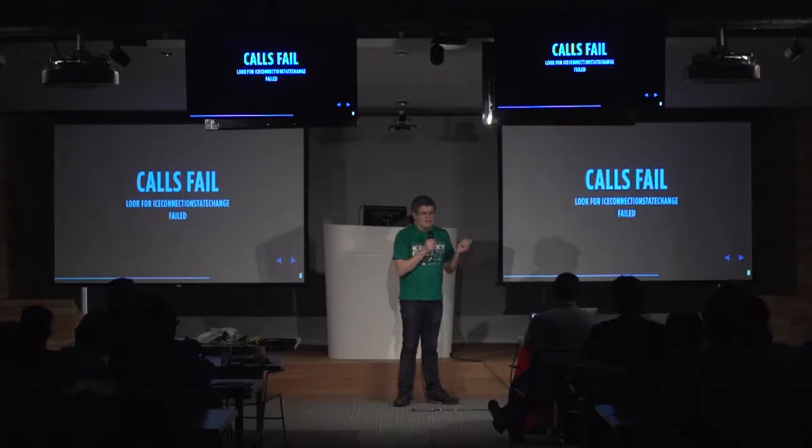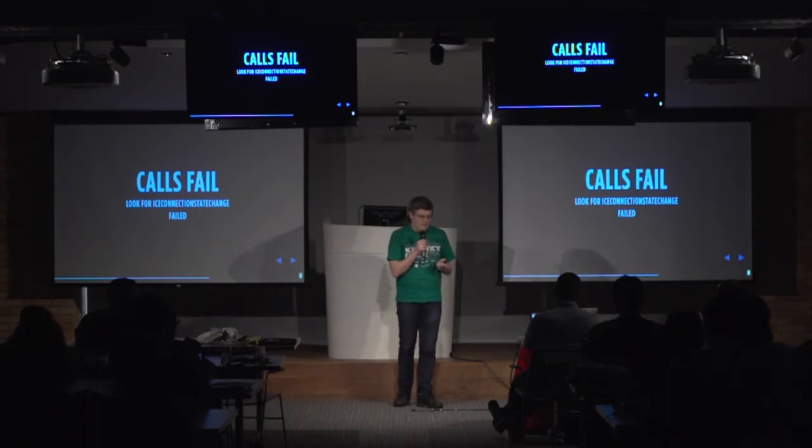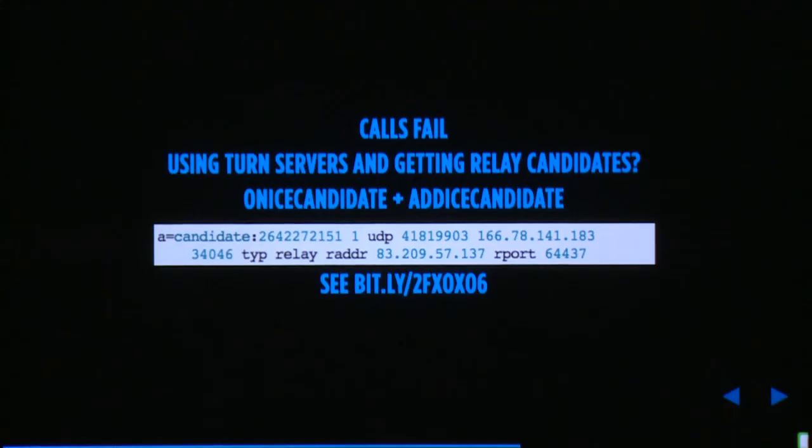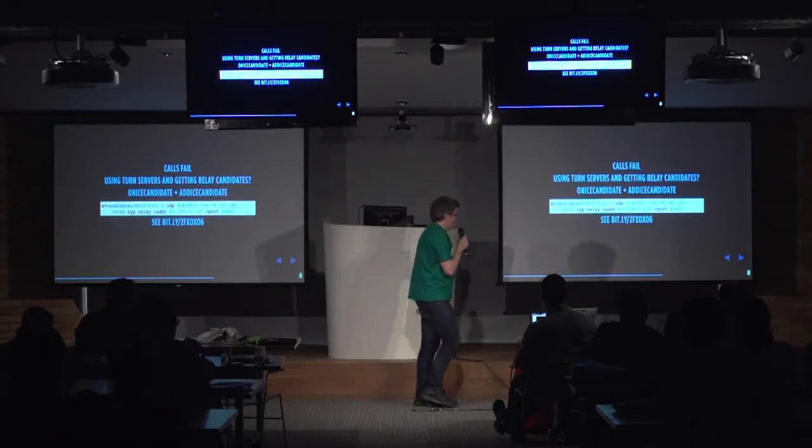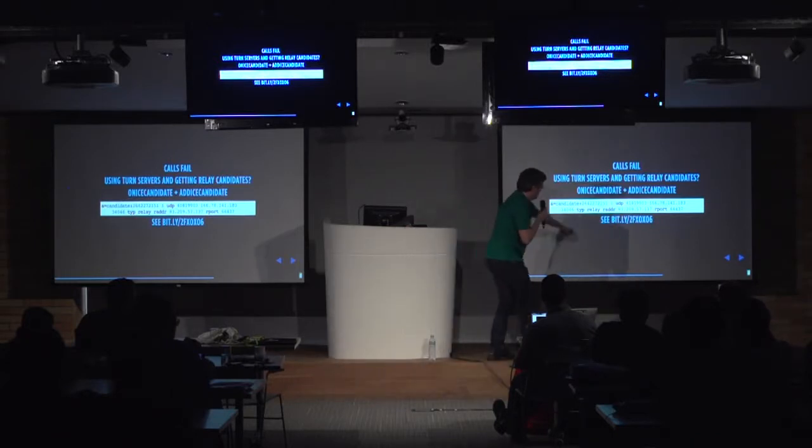So calls failing. The typical thing to look at is the ICE connection state change, and you're looking for a value of failed there. And if that happened, you should check whether you're using TURN servers, as Chad said you should, and whether you're getting relay candidates, both in the onicecandidate and the addIceCandidate calls. And a relay candidate basically looks like this. The important thing here is the type relay.